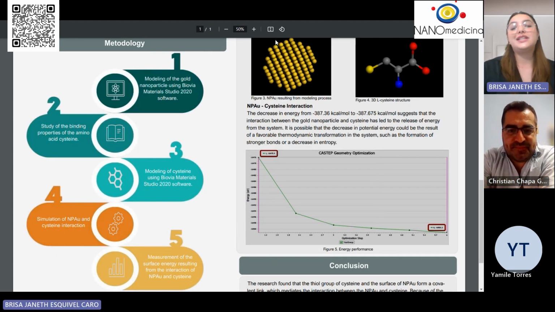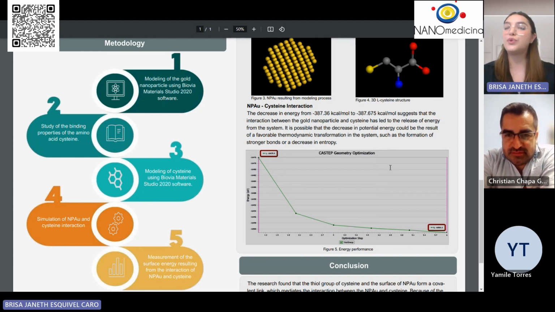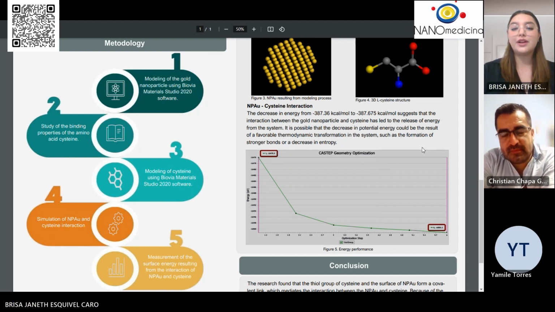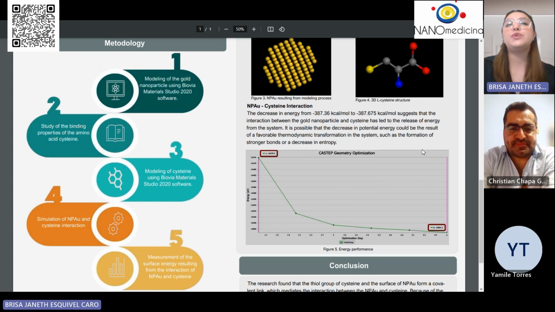For the gold nanoparticle cysteine interaction, the calculated results reveal the presence, first of all, of covalent bonds between the thiol group and the gold nanoparticle. We have an energy range between minus 387.36 kilocalories per mole to minus 387.675 kilocalories per mole. The negative sign indicates that the energy is released rather than absorbed during the chemical reaction and the physical process. The decreased energy suggests that the interaction between the gold nanoparticle and the cysteine has energy to release within the system, and this type of reaction is known as an exothermic reaction.